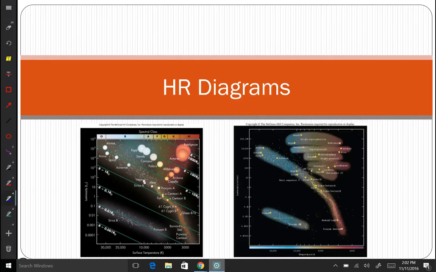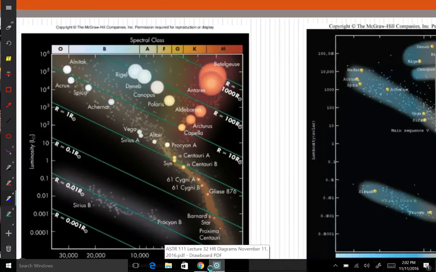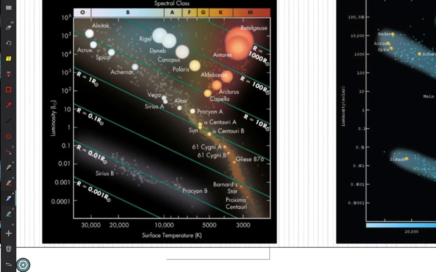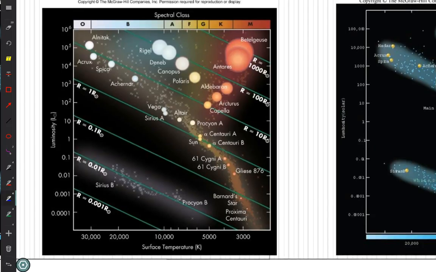We're going to learn today about star classification. So these pictures here are called Hertzsprung-Russell diagrams. And nobody wants to say Hertzsprung-Russell, and so we just call them HR.